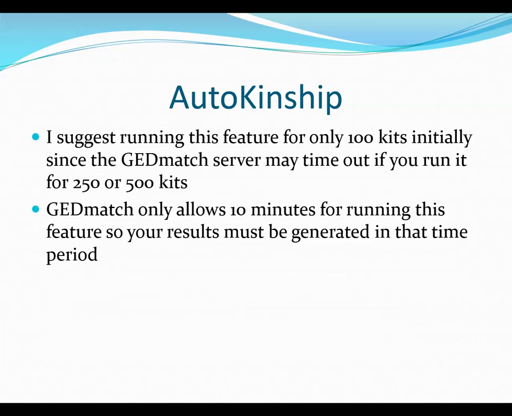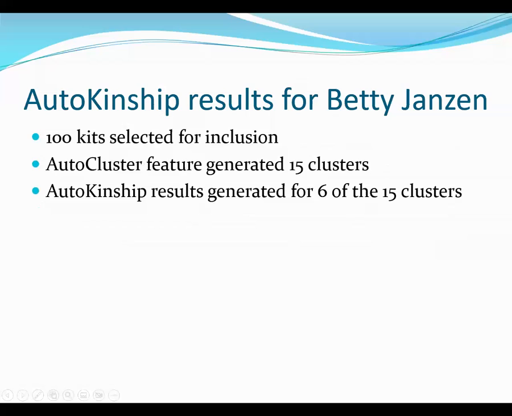You might want to run this for only 100 kits initially, because it can take a fair bit of server time for GEDmatch to run this, and GEDmatch will kick you out after 10 minutes if the results haven't been generated by that time. So start low and then move up depending on what GEDmatch is able to do for you. When I included 100 kits, I generated 15 auto clusters, and I got AutoKinship results for 6 of those clusters.